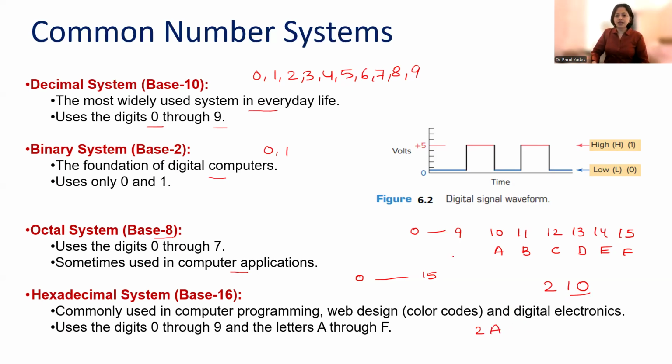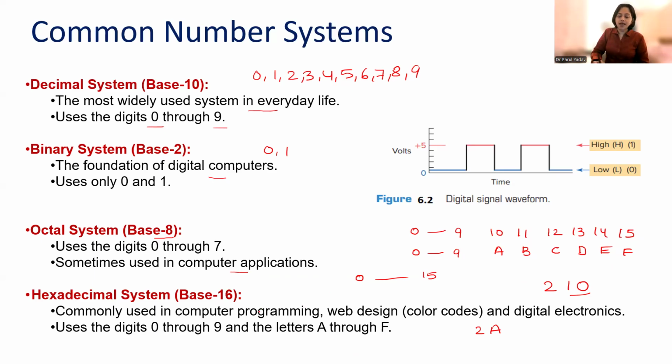So in hexadecimal number, we use 16 numbers, 0 to 15, but from 0 to 9, we use the same symbols 0 to 9. But to represent 10, we'll use capital A. 11 will use capital B, and so on. And to represent 15, we'll use capital F. So we can say hexadecimal system uses digits from 0 to 9, and then letters from capital A to capital F, right?